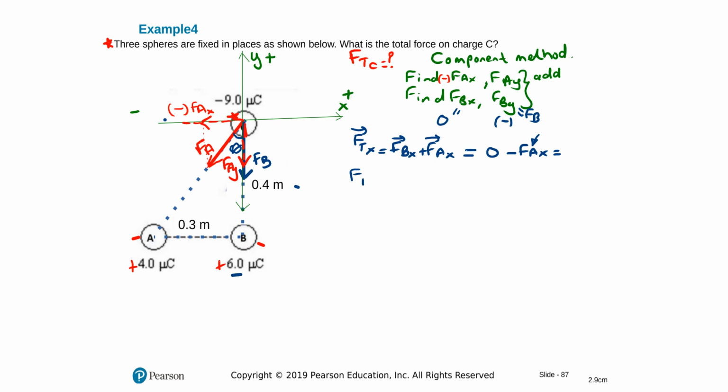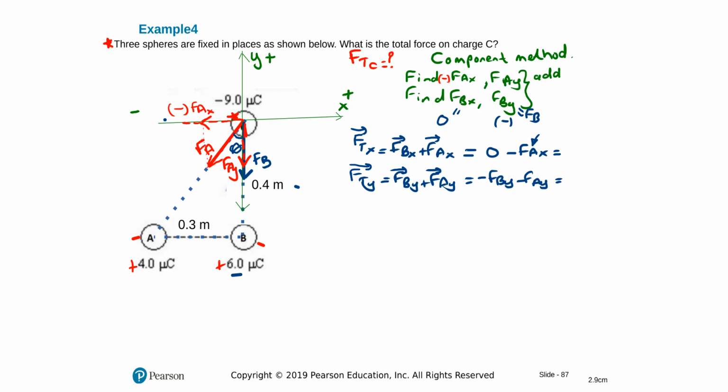F total y will be found similarly. I'm putting it as vector. It could be up or down, right? And it will be FBY plus FAY. Again, directions matter, so I'm putting my vector hats. And I figured that they both are negative, so I'm going to have minus FBY minus FAY. If I add them, I'll get a negative number. They both are downward.